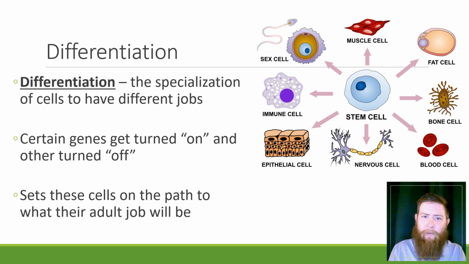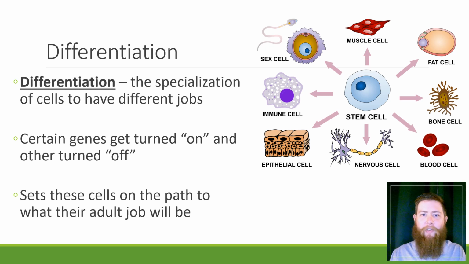Differentiation is the specialization of cells to have different jobs. So in this picture here, we have a base stem cell, and it can turn into any one of these cells on the outside here: a muscle cell, a fat cell, a bone cell. It has the genetics to turn into all of those cells, but certain genes will get turned on and certain genes will get turned off, so that it turns into whatever cell type is needed in that area.